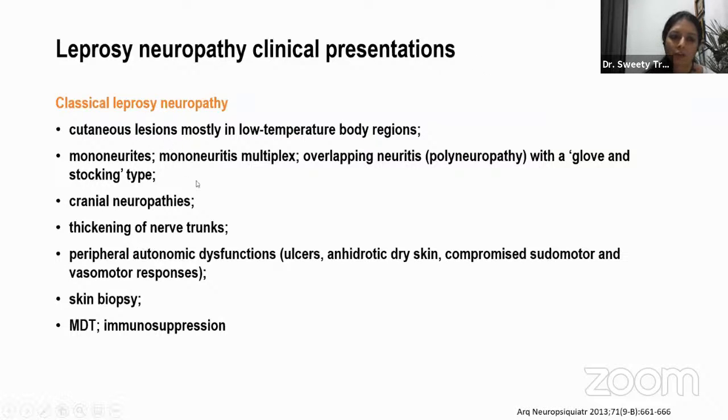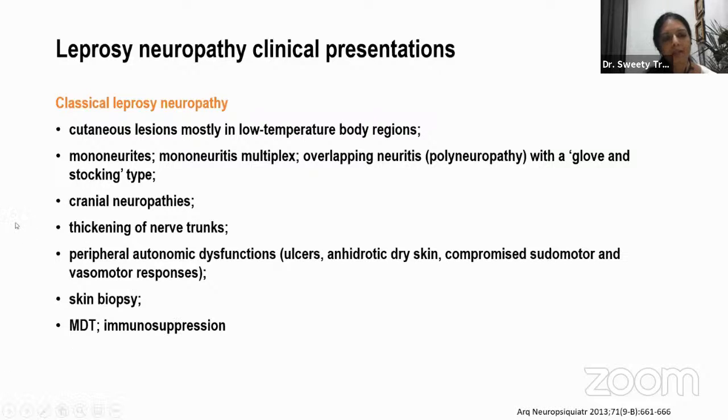There can be cranial neuropathies. Most commonly they are the facial and the trigeminal. However, there can be bilateral optic nerve involvement also. There is thickening of the nerves. You have to palpate. Once a patient comes into your clinic and you suspect there is neuropathy, you must always check for palpable nerve thickening. Once you get that, then you have a whole list of differential diagnosis, and leprosy should be high on that list.